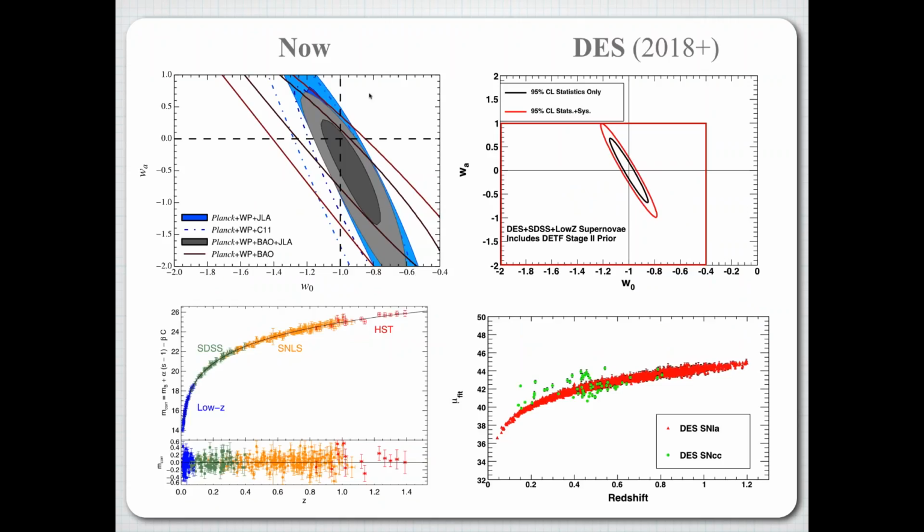The top left again is the constraint on w0 and wa with the JLA sample, and on the top right is the constraint that we expect from the end of the DES survey by combining our data with SDSS, the redshift range that we don't quite get with DES, and the low redshift, which is another redshift range that we don't get with DES. But we are hoping to get these kinds of constraints. The area of the contours would be about a factor of 10 or more smaller than what it was before. So that's our hope.